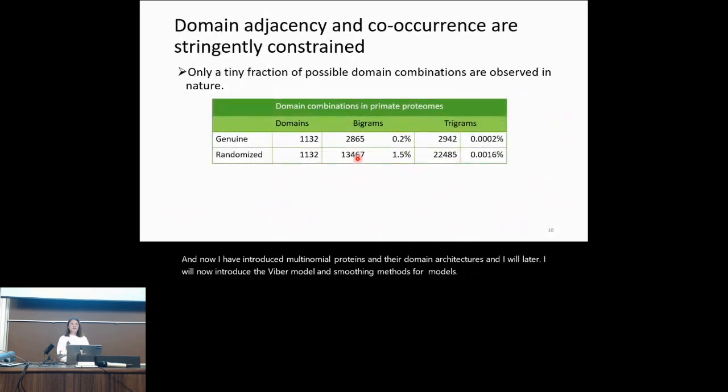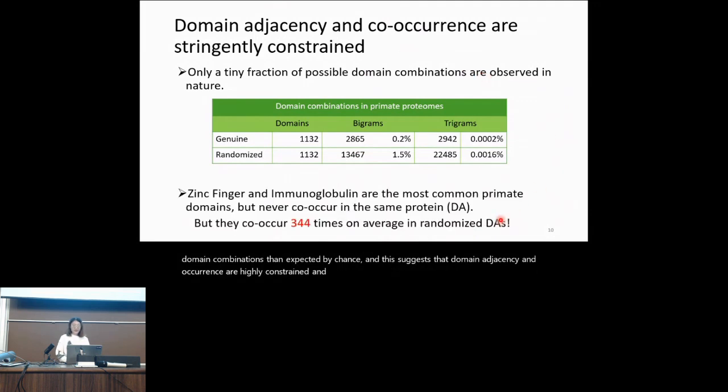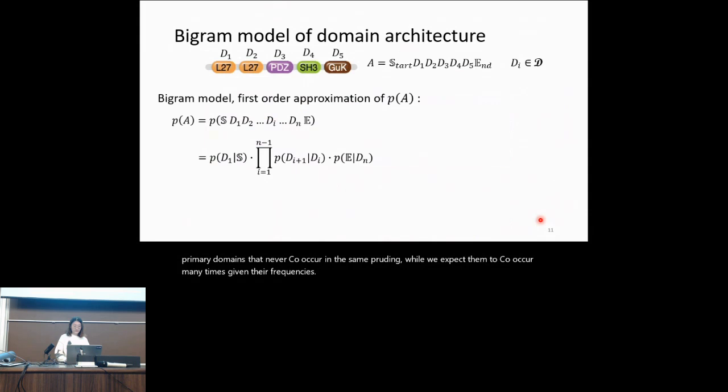Examination of domain architectures in primate genomes shows that we see many fewer domain combinations than expected by chance. This suggests that domain adjacency and occurrence are highly constrained. Another striking example is that the 2 most common primate domains never co-occur in the same protein, while we expect them to co-occur many times given their frequencies. One way to examine these constraints on multi-domain proteins is to consider a bigram model of domain architectures.